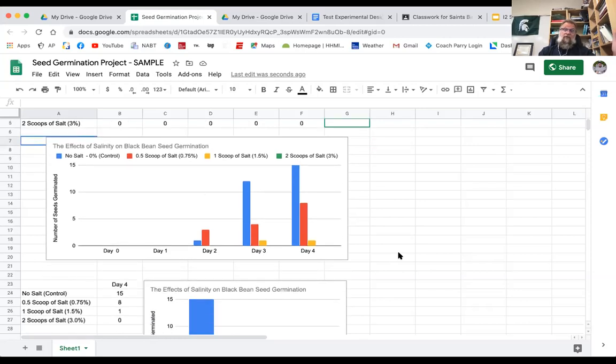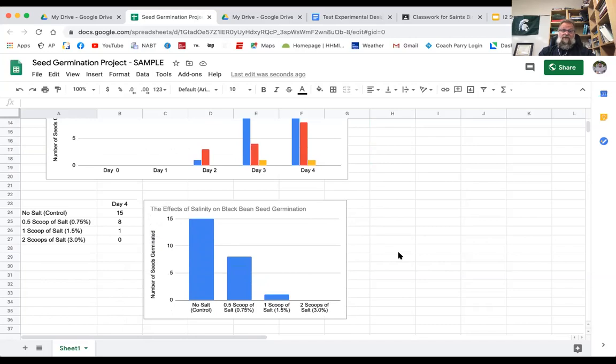Or it might be better, and you can make the choice, it might be better just to look at the final day. In this case, I could use either graph. Some cases, one graph's going to be better than the other. So at the final day, all I did was take the last day's data, the mean. On the last day, between all 3 bags, there was an average of 15 seeds per bag. All 45 seeds had germinated. I only had an average of 8 seeds between the 3 bags for half a scoop, an average of 1 seed per bag for 1 scoop, and no seeds ever germinated in the 2 scoops. And so I have a single bar.